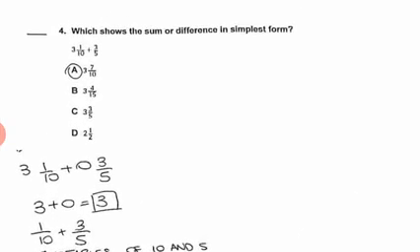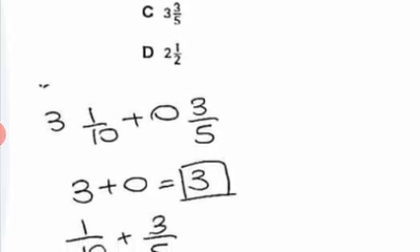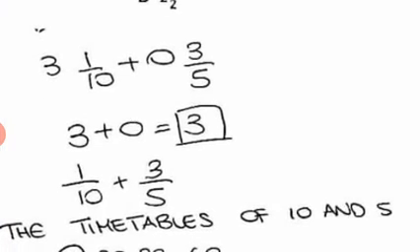Now we want which shows the sum or difference in simplest form. We want to solve this sum. So we can rewrite 3 and 1 over 10 plus 3 over 5 as 3 plus 1 over 10 plus 0 plus 3 over 5. Then we bring the two whole numbers, the 3 and the 0, and we make the sum of these. 3 plus 0 equals 3. Then we bring the two fractions, 1 over 10 and 3 over 5, and we make the sum of these.